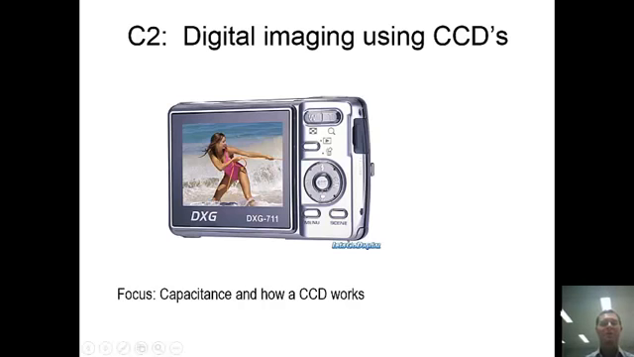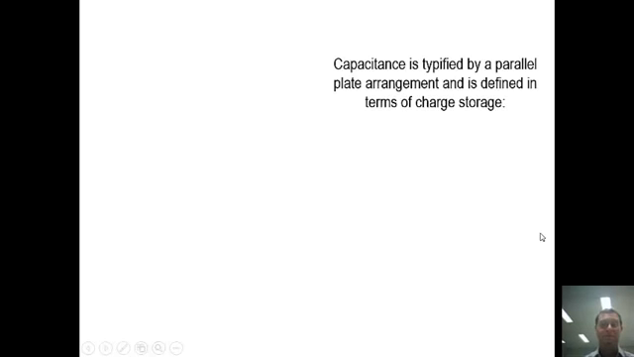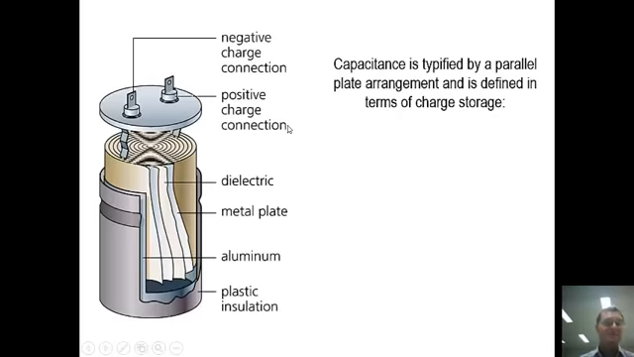First of all, I'm going to talk about this thing called capacitance. So capacitance is typified by a parallel plate arrangement and is defined in terms of charge storage. So let's go through this slowly. It is typified by a parallel plate arrangement. A capacitor, and here's an example, normally has set up two parallel plates.